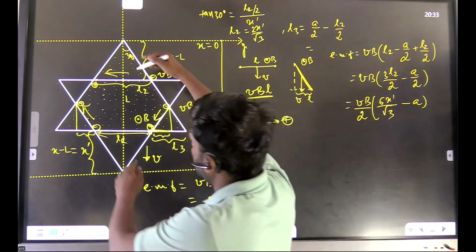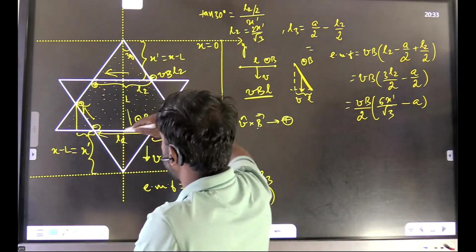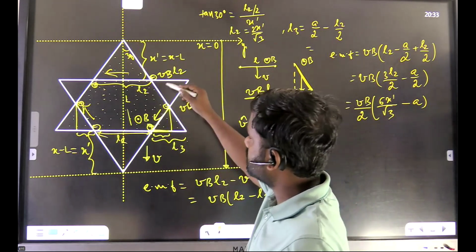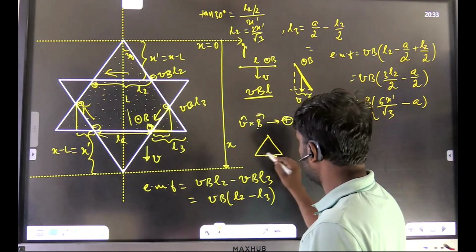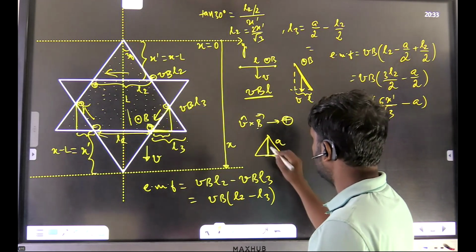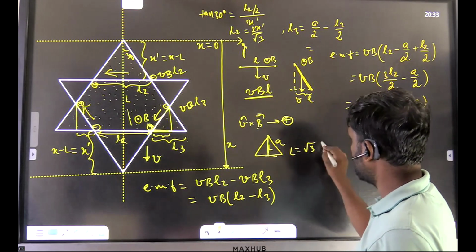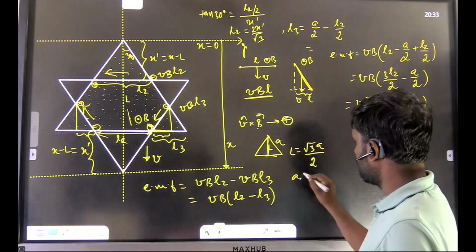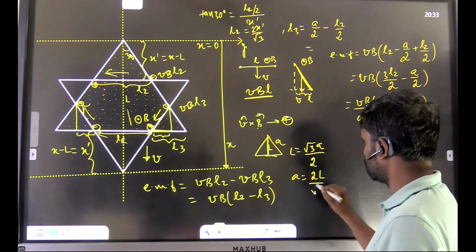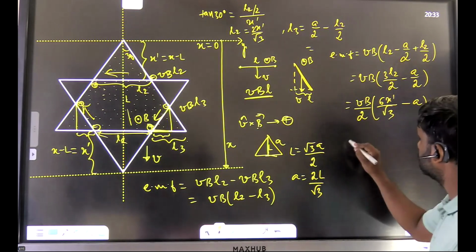See, actually the vertical height of the triangle is given. If we assume the side is A, for an equilateral triangle, then this L will be equal to root 3 A by 2. Therefore A can be written as 2L divided by root 3. So let us put everything here.